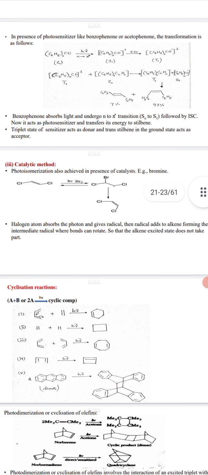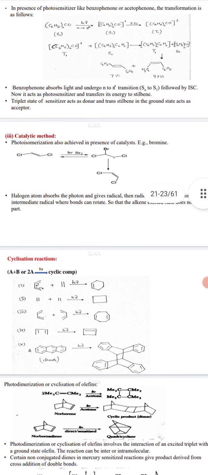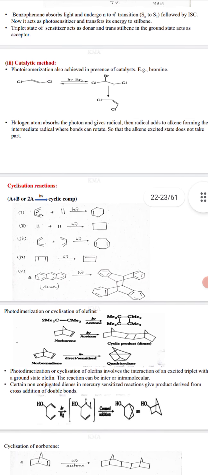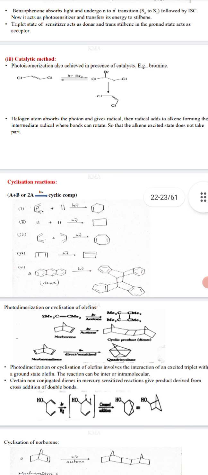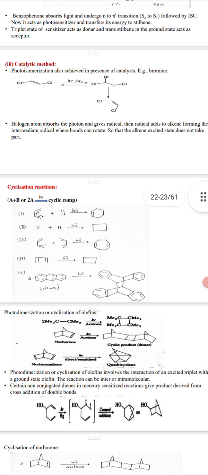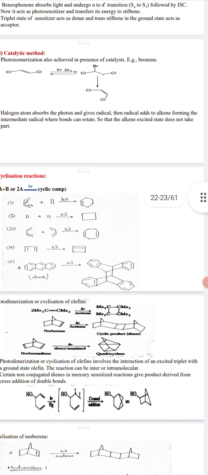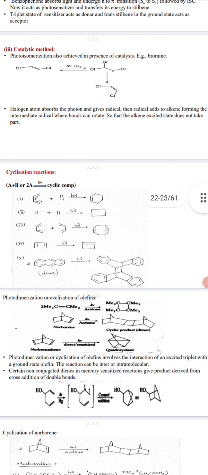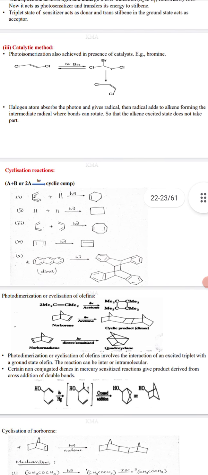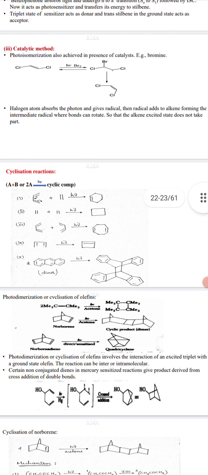So it also undergoes a catalytic method. Photoisomerization also can be achieved in presence of catalyst like bromine. So here you can see a halogen atom absorbs photon and gives the radical. Then radical adds to alkene, forming intermediate radical where bonds can rotate, so that alkene excited state does not take part.